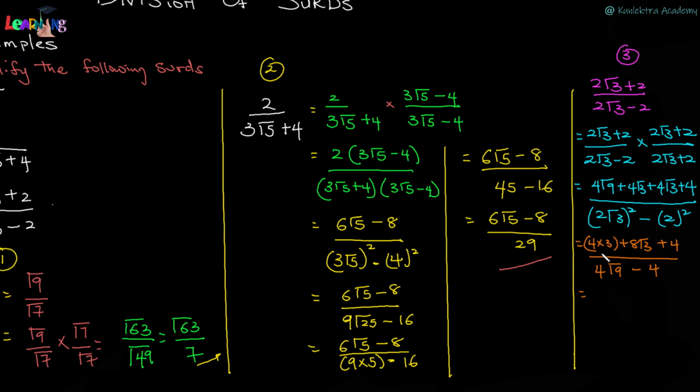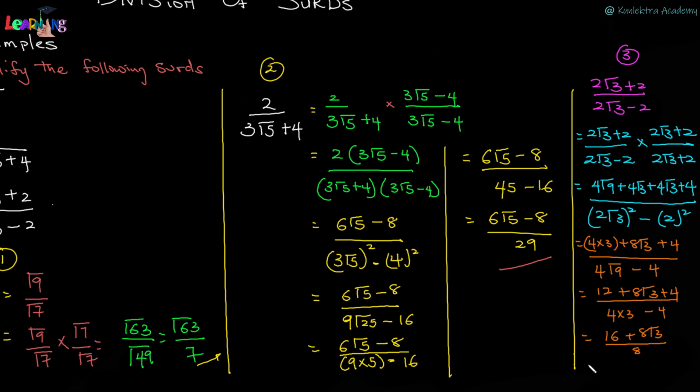Then what will be your final answer? Let's keep moving. This is 12. 12 plus 8 root 3 plus 4, over, square root of 9 is 3, 4 times 3 minus 4. Now 12 plus 4, that's 16, plus 8 root 3, over 12 minus 4, that is 8.